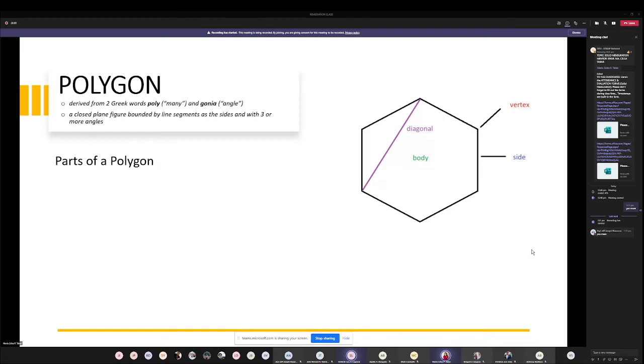More angles. Okay, so a minimum of 3 angles. We cannot form a polygon if we just have 2 sides, or 2 line segments. It won't be a closed figure if you have only 2 line segments.